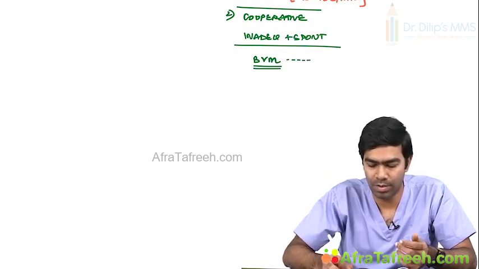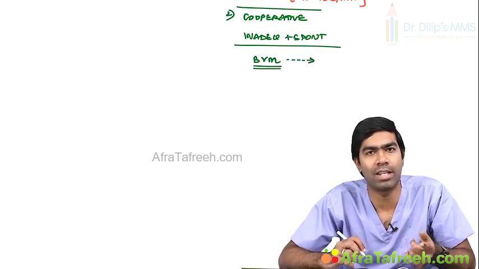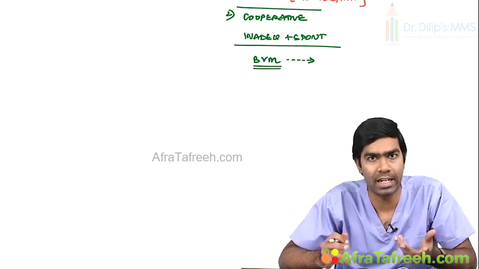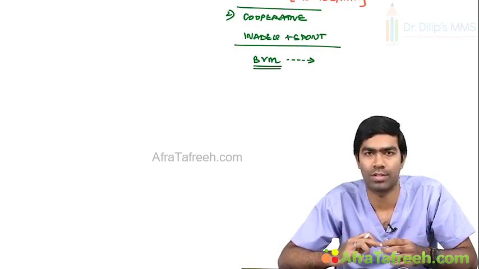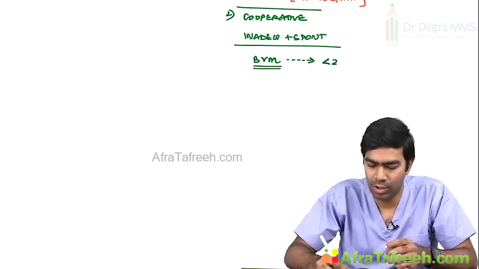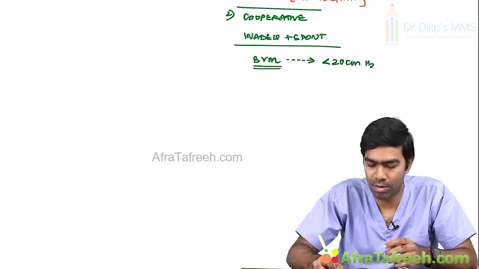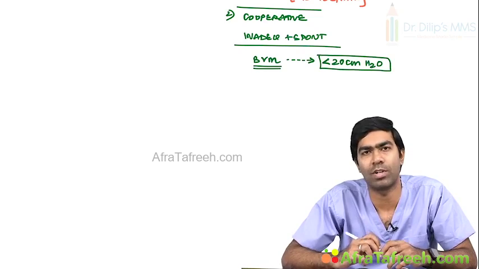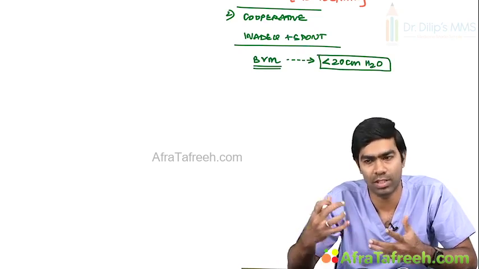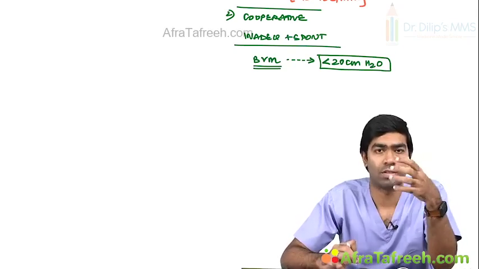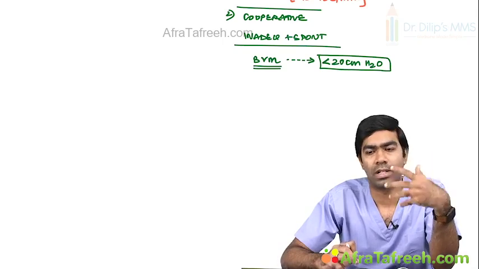But doing a BVM in a rapid sequence intubation is going to have a high risk of aspiration because of gastric insufflation. So do it very delicately and very meticulously. You have to keep the insufflation pressures, the peak inspiratory pressures, to less than 20 centimeters of water, because many Ambu bags now come with this gauge attached. So make sure that you don't press very hard, to avoid gastric insufflation.